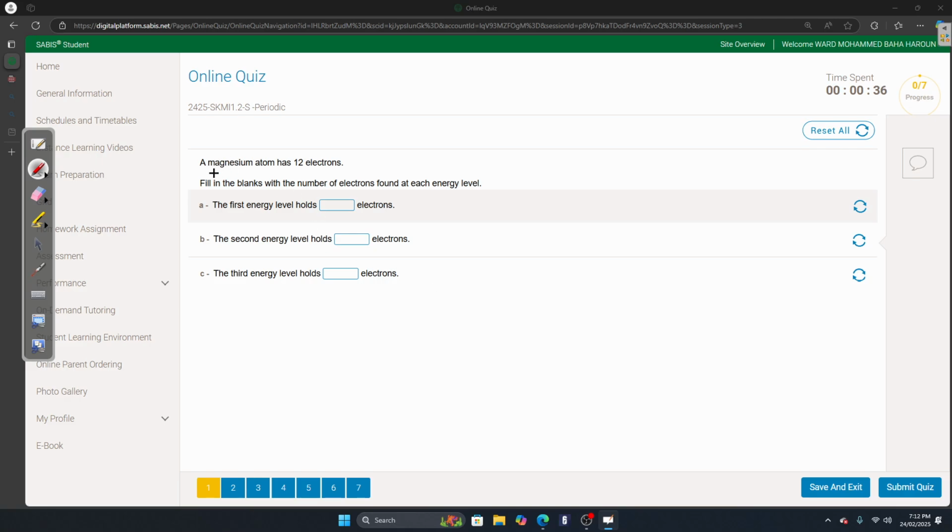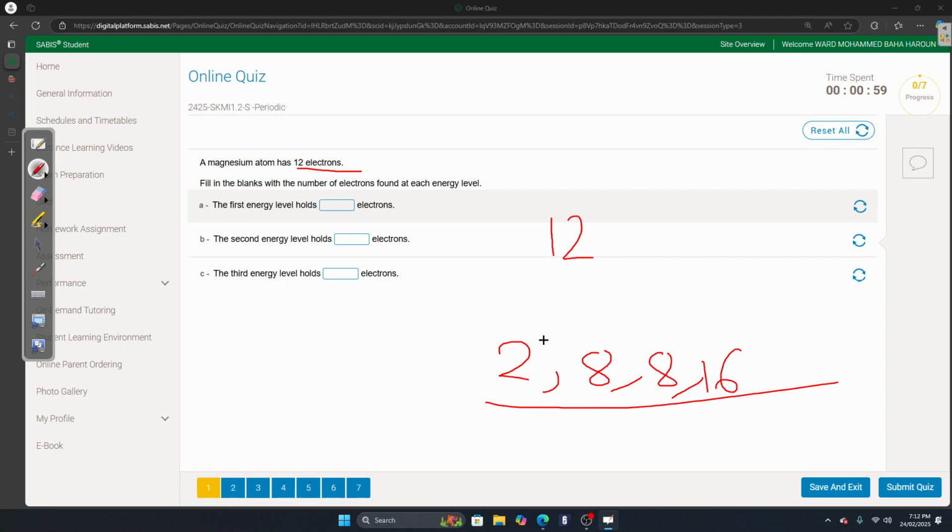Okay. A magnesium atom has 12 electrons. They told us 12. Now before we go through this, we need to learn something. You need to remember this set of numbers. This is the set of, let's say, valence electrons set. I'm not sure what you want to call it. But they told us 12 electrons.